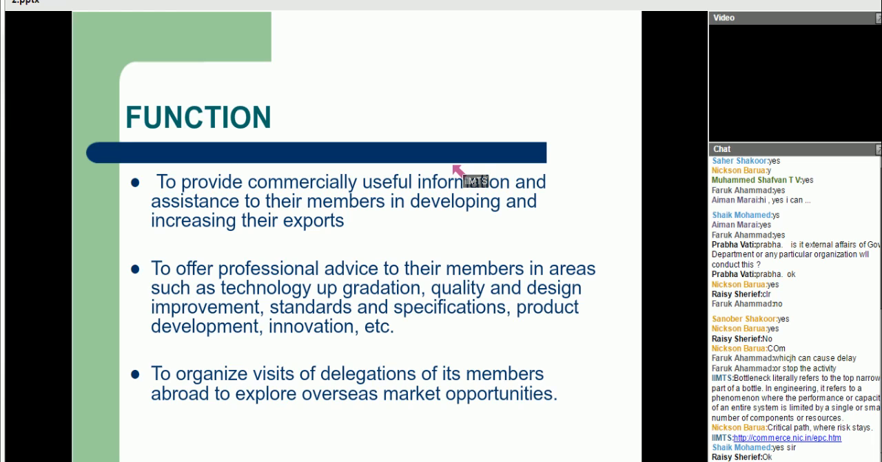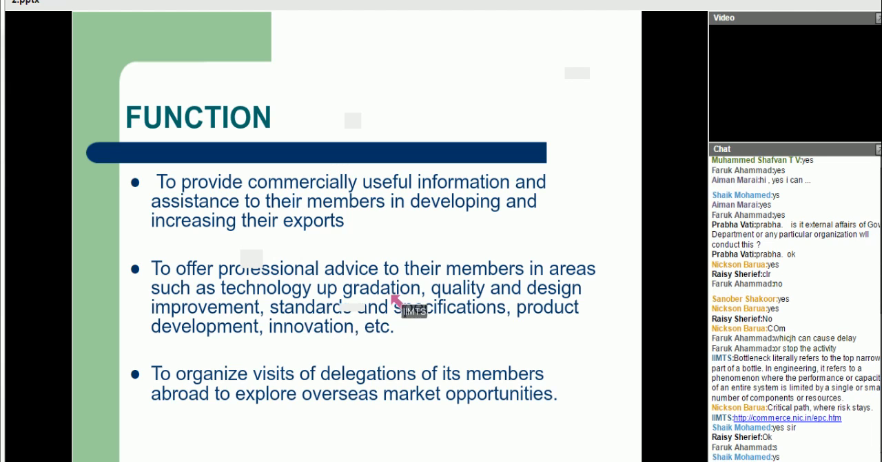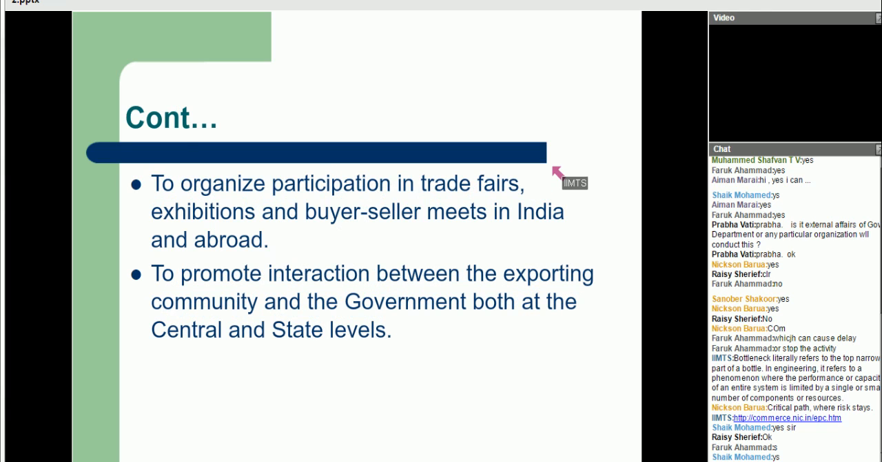Functions, these are the functions. I already discussed the functions. Let's read it out quickly. To provide commercially useful information and assistance to their members in developing and increasing the exports. Clear? First function, same as I explained earlier. Second, to offer promotional advice to their members in areas such as technology upgradation, quality and design improvement, already discussed. To organize visits of delegations of its members abroad, already discussed. To organize participation in trade fairs, already discussed. To work as a bridge between both the state and the central government and the exporting companies, already discussed.